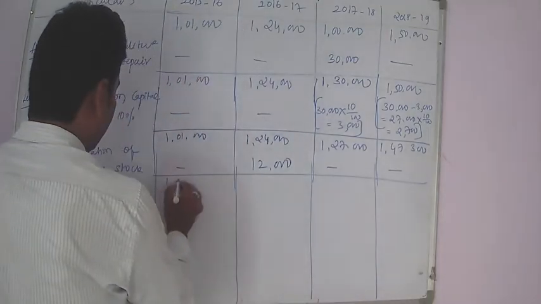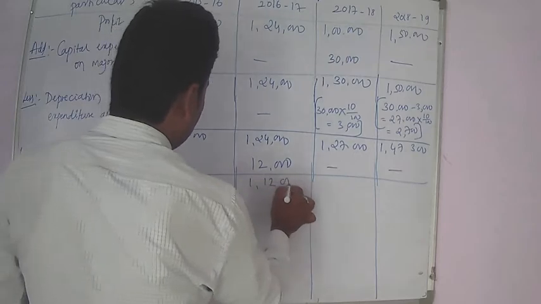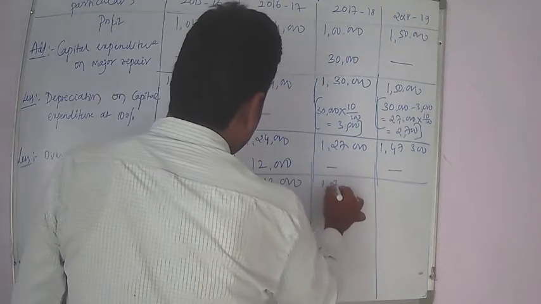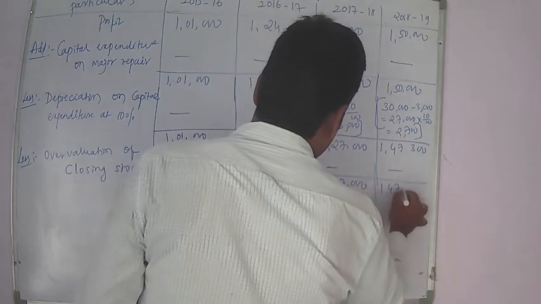It will remain same, 1 lakh 1,000. It will be 1 lakh 12,000. It is 1 lakh 27,000. It is 1 lakh 47,300.